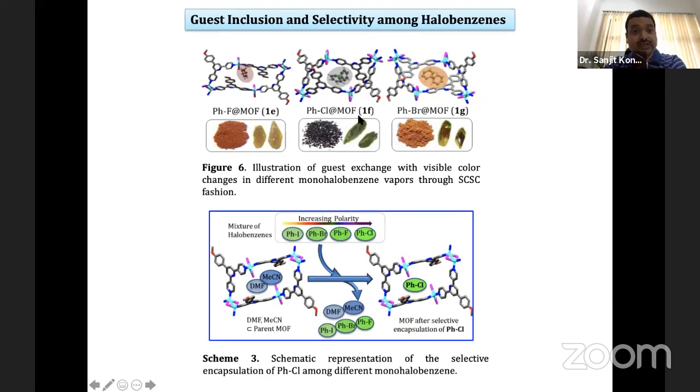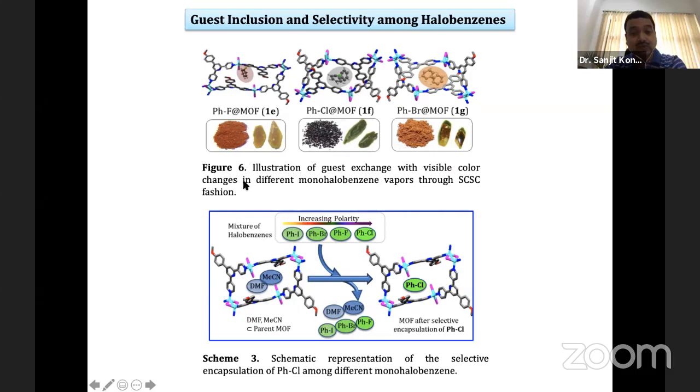Now when you did the experiment with fluorobenzene, chlorobenzene and bromobenzene, if you see these chemicals, you cannot identify them just by looking at them, but you expose those chemicals to our molecule. See, there is a very distinct color here. All three colors are different, and once you know the standard, you can conclude whether it is fluorobenzene, chlorobenzene or bromobenzene just by seeing the color.